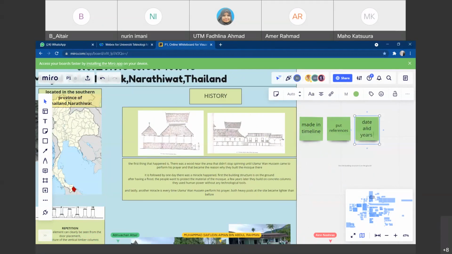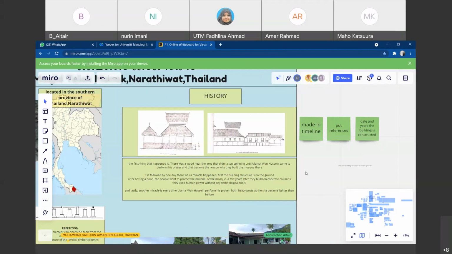Okay, and then I think your historical part isn't completed yet, is it? Because you were only talking until the heavy posts at the side became lighter than before, and then what happens next? What does it have to do with this move? Is it really significant? For instance, because of this event, the name of the mosque was changed. Okay, it's okay. I think you can still search for more info and make it more organized. Okay, Abi, on the history part? Okay, Doctor. All right.